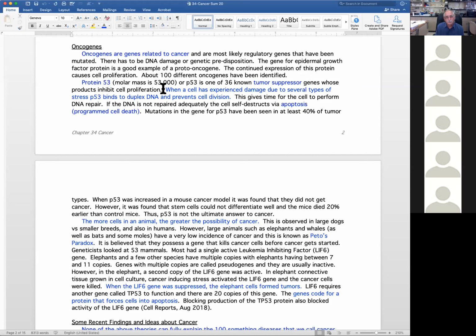And so the mutations in the gene for P53 are seen in about 40% of tumor types. So when they were able to increase P53 in a mouse cancer model, it was found that they did not get cancer. Anyway, but then is that a way to prevent cancer in people? No, because those mice developed all kinds of other problems and they died 20% earlier than control mice.